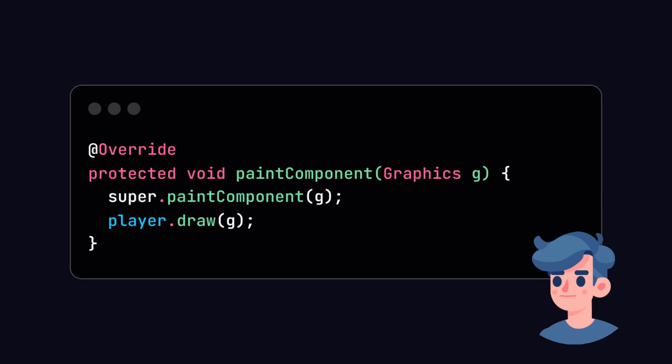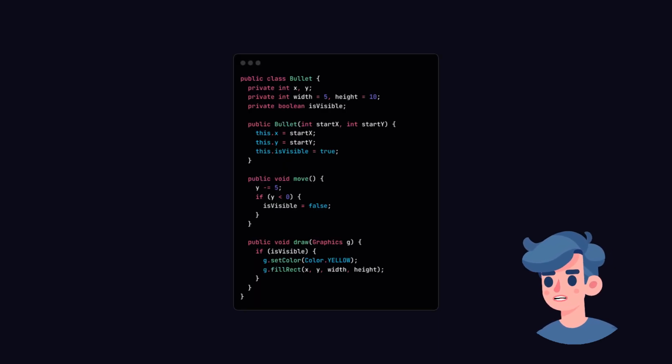After handling movement, let's draw the player in the paintComponent method. Call the player's draw method inside paintComponent so that it gets rendered on the screen whenever the panel is refreshed. At this point, you should now be able to move the player character left and right using the arrow keys. Now it's time to implement shooting.